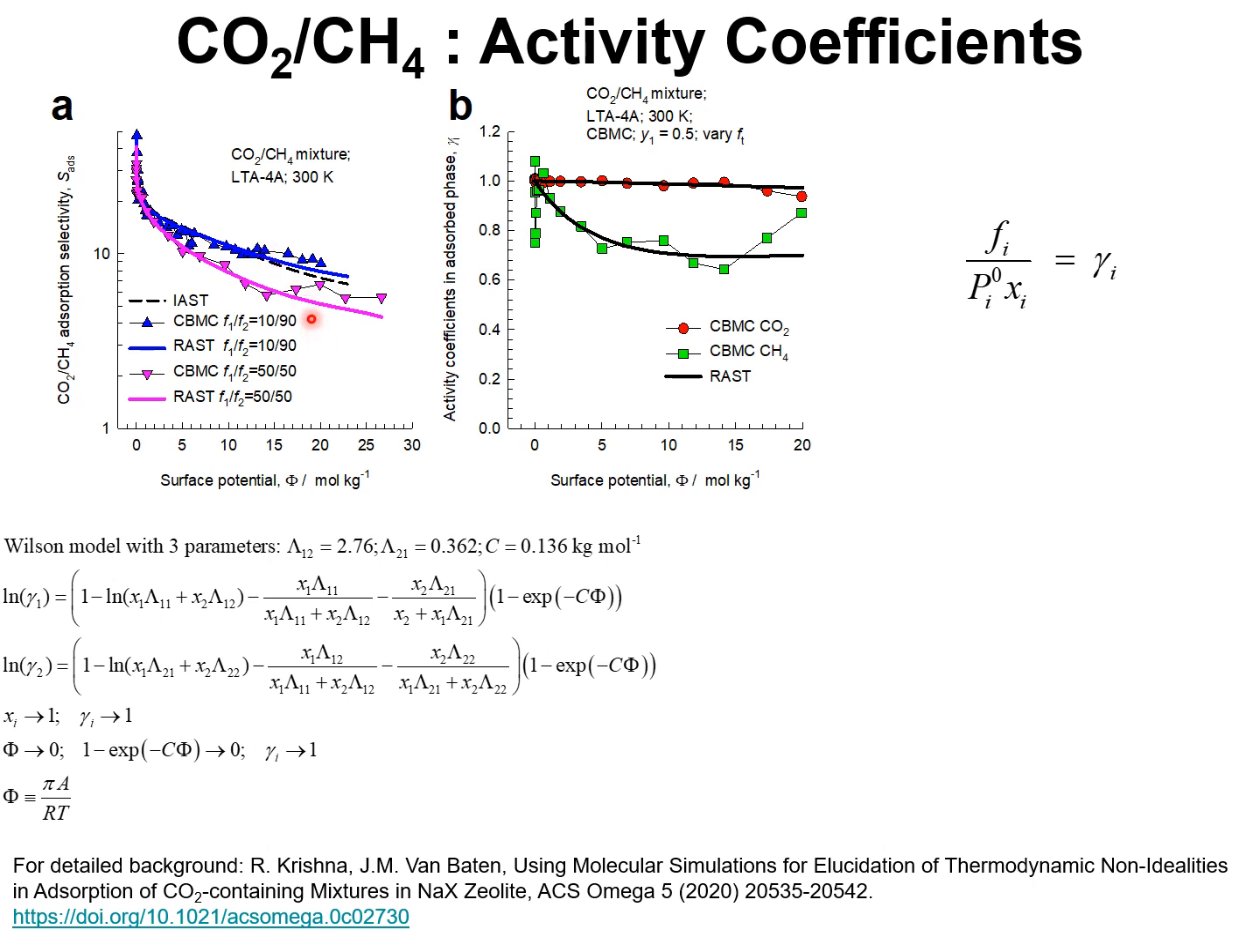And to quantify deviations of the CBMC data from the IAST estimates, we introduce activity coefficients, and the activity coefficients for CO2 indicated by the red circles, and the methane gas molecules indicated by the green squares are shown here. The continuous red solid lines are the predictions of the real adsorption solution theory using the Wilson model with fitted parameters indicated here.